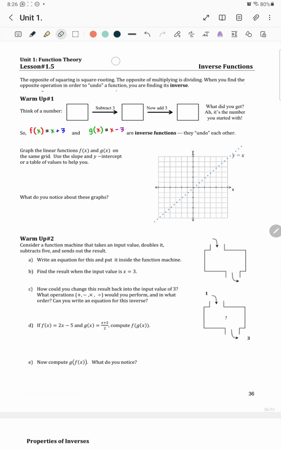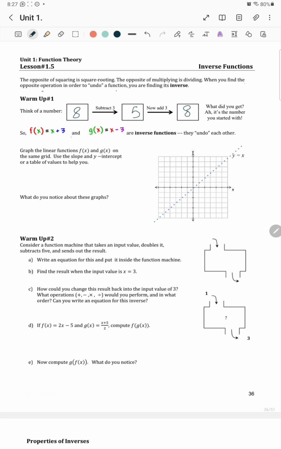Let's do a warm up. Okay, think of a number. Let's suppose I think of the number 8. Subtract 3, I will get 5. Now I will add 3, I will again get 8. So f of x is equal to x plus 3, g of x is equal to x minus 3. Are inverse functions. They undo each other.